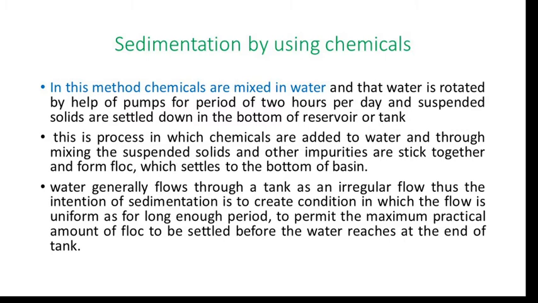In this process we add chemicals to the water, because the remaining impurities, the suspended solids which do not settle easily in type 1 settling, the plain sedimentation process, require chemicals. So we add chemicals into that process, and what happens to the lighter impurities?